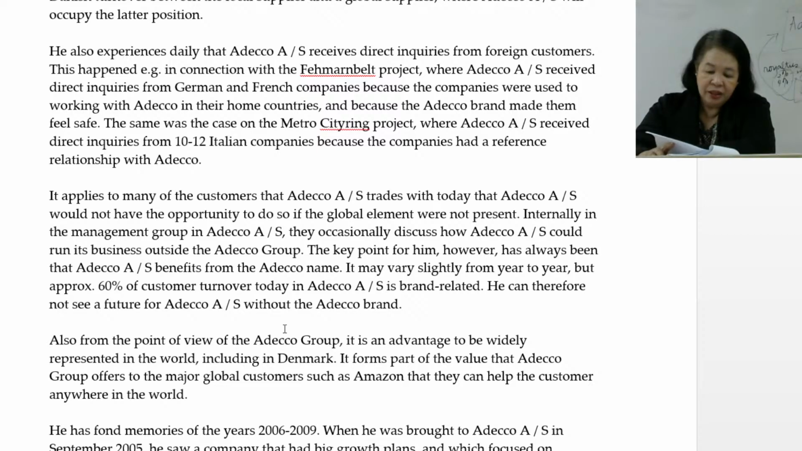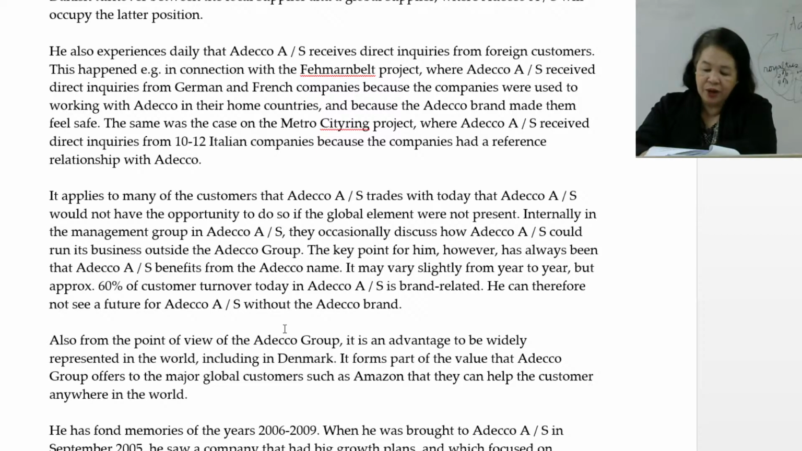Also, from the point of view of the Adecco Group, it is an advantage to be widely represented in the world, including in Denmark. It forms part of the value that Adecco Group offers to the major global customers, such as Amazon, that they can help the customer anywhere in the world. No? So, bakit nila to pinuprove na talagang may nagagawa yung being an affiliate of the group, no? Kasi nga, sinisero ng tax authority, yung payment of royalty nila, dinidisallow lahat, no? Okay.